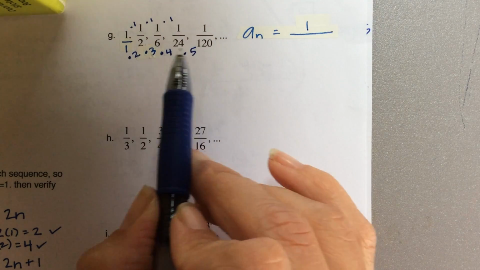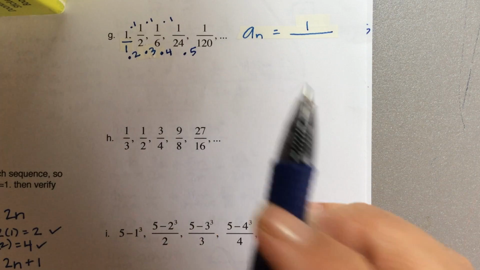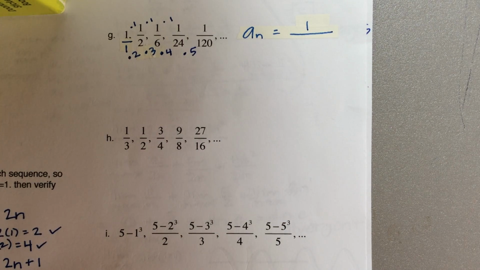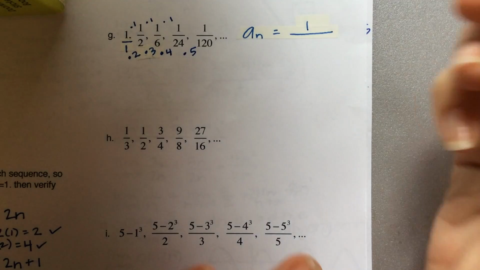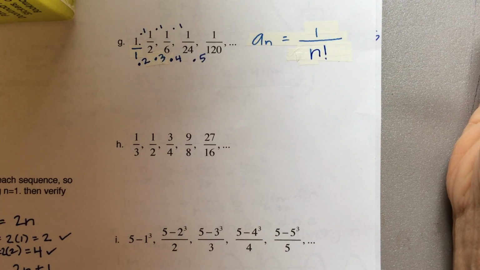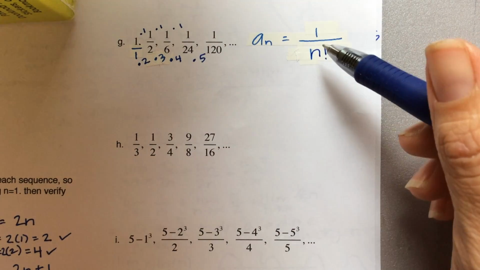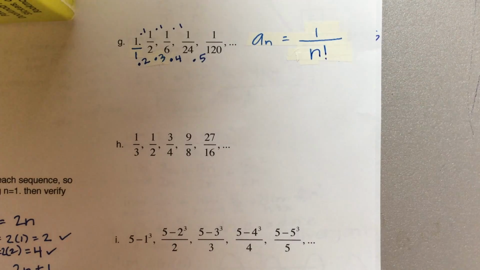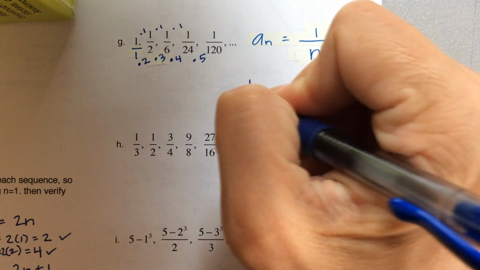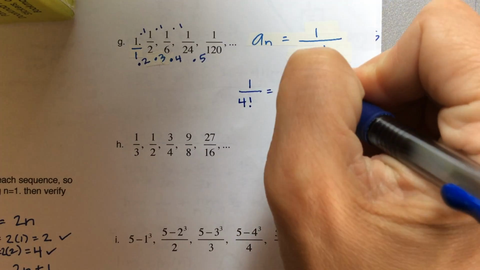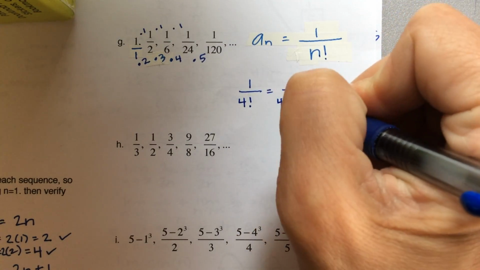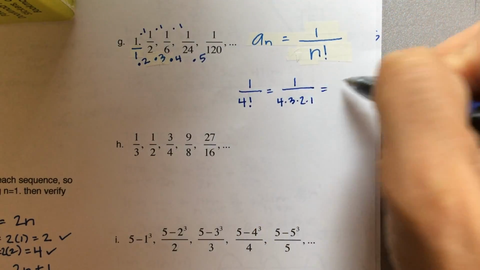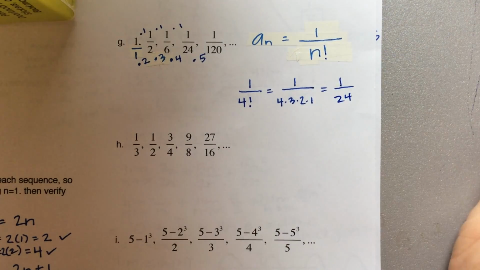And so the way that we come up with patterns where it's 2 times 3 times 4 times 5 is by using the factorial notation. So I get n factorial, and then I'm just going to make sure that this works out. So I'll try it with the fourth term. So 1 over 4 factorial, which equals 1 over 4 times 3 times 2 times 1, which is 1 over 24. So that one does work out.